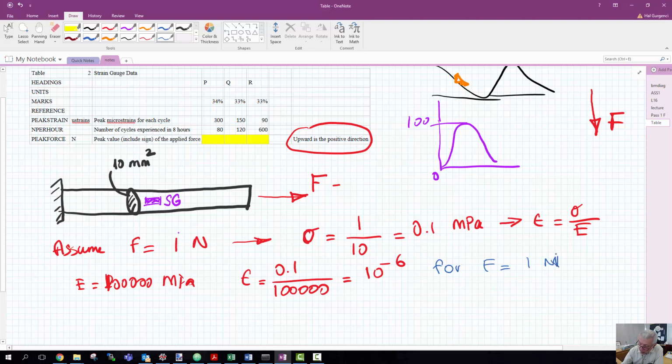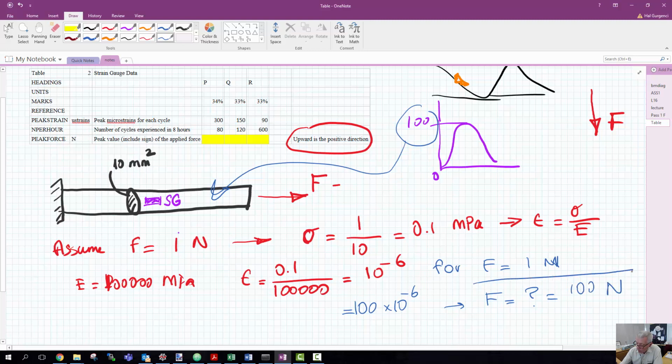Where is what I measure? Let's say I measure here 100 in my strain gauge. So if epsilon is 100 times 10 to the minus 6, then what is the value of F that produces that? Obviously it will be the ratio between these two, so that will be 100 newtons. Okay, that's how you convert the strain gauge reading to a force.